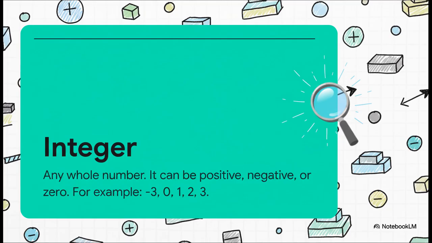Okay, tool number 1 in our kit, the integer. This is super simple. An integer is just any whole number. That means no fractions, no decimals, none of that. It can be positive, like 5. It can be negative, like -3, or it can be 0. They're the solid, reliable building blocks.